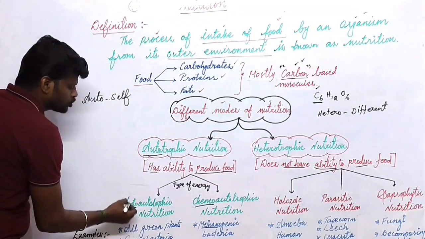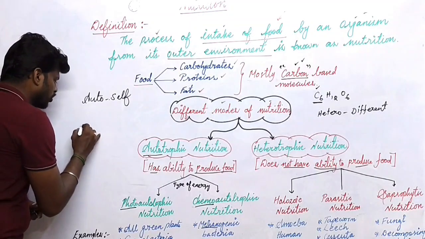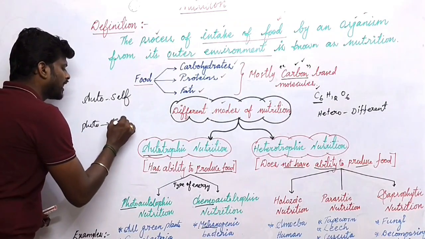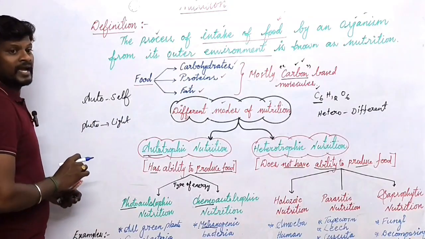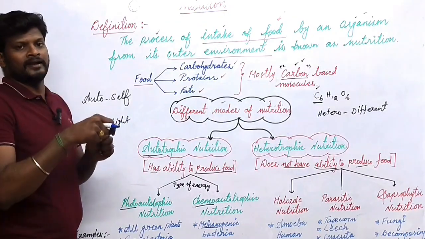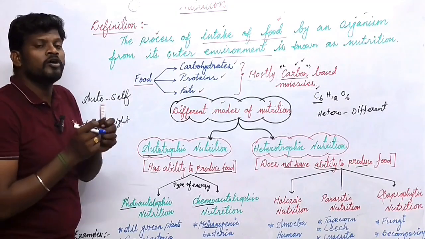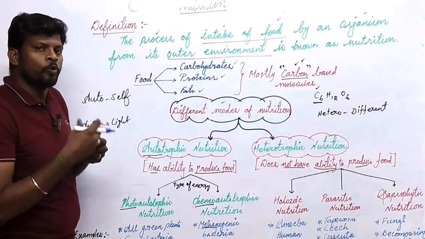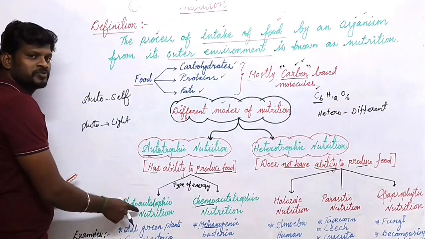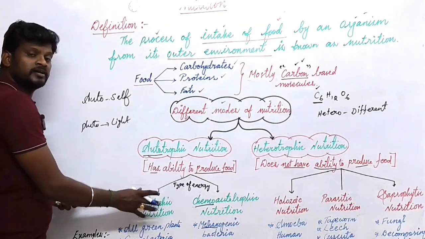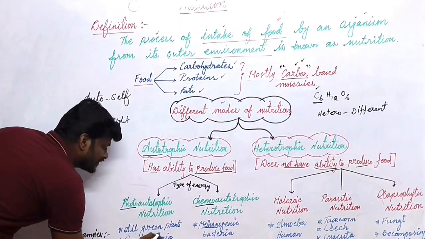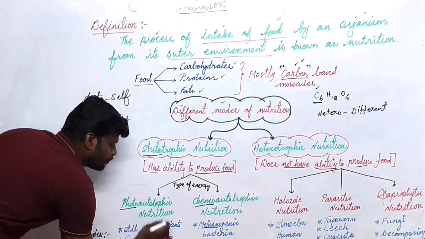So first, photoautotrophic. The word photo means light. Certain organisms will use light as energy and use some inorganic substances to prepare their own food. Such kind of nutrition is photoautotrophic. So here the energy source is light. For example, all green plants and cyanobacteria.